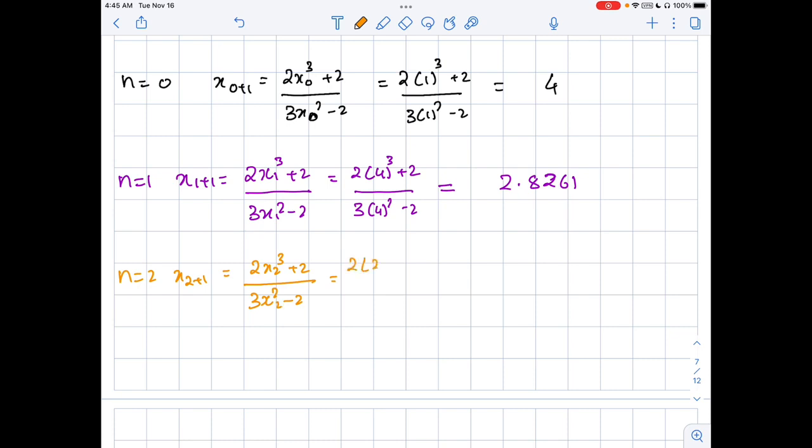So 2 times 2.8261 whole cube plus 2 divided by 3 times 2.8261 whole square minus 2. So I go back and change the values to 2.8261, and delete that 8, 4 and write 2.8261. So it becomes 2.1467.